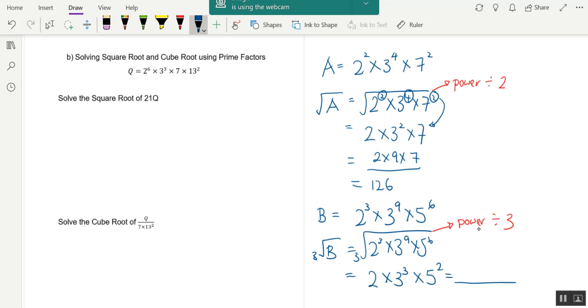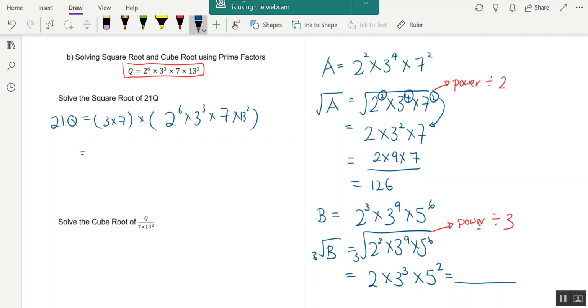So remember, when you see a square root, all the powers must be divided by 2. And when you see a cube root, all the powers must be divided by 3. You must use the product of your prime factors to solve the question. Let's say Q is given to you as the product of prime factors already, very kind. They want the square root of 21Q. Do you know what 21Q is? We don't know, so let's find out. 21 is 3 times 7, times Q, which is 2 to the power of 6 times 3 to the power of 3 times 7 times 13 squared.